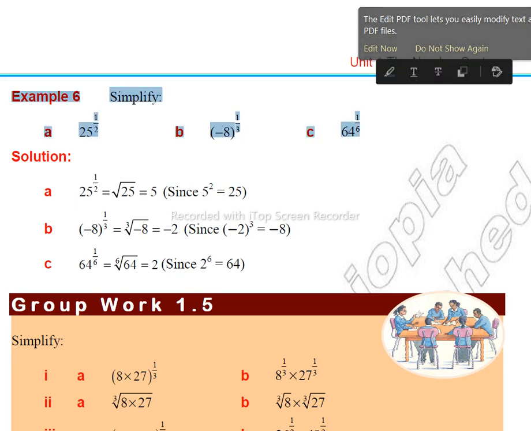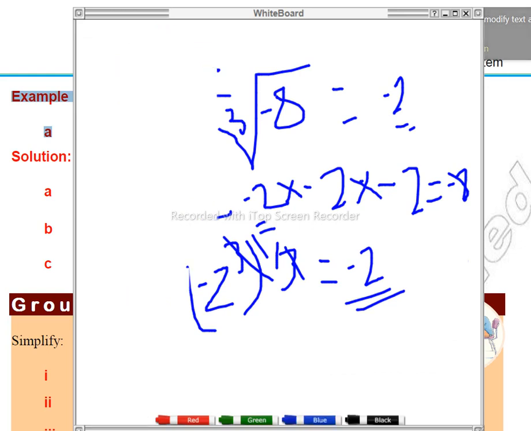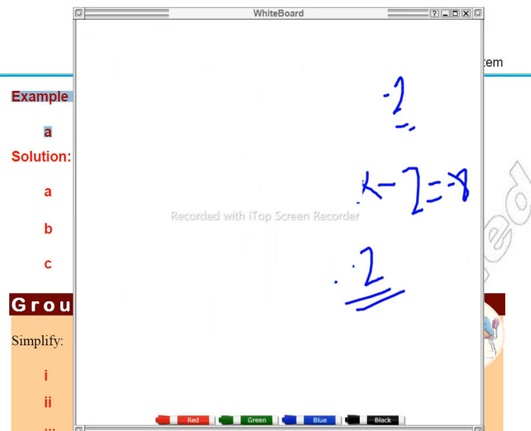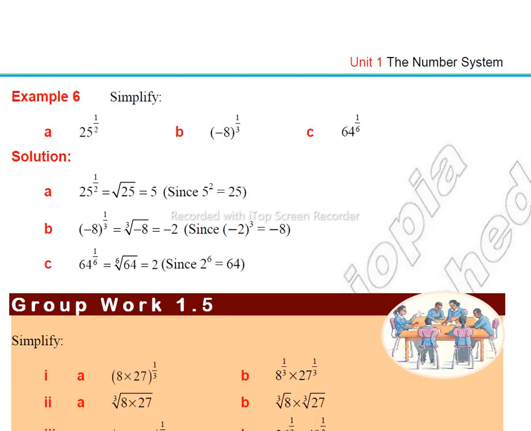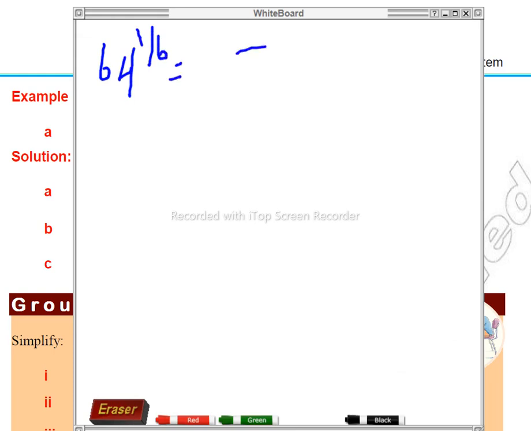This example says 64 to the power of 1 over 6. So this means the 6th root of 64. So 64 to the power of 1 over 6 means the 6th root of 64.